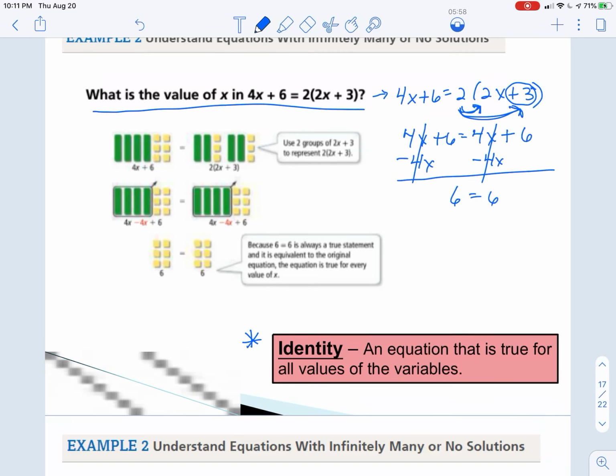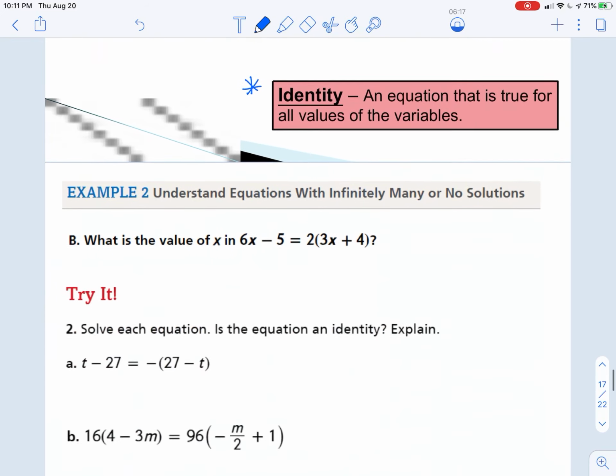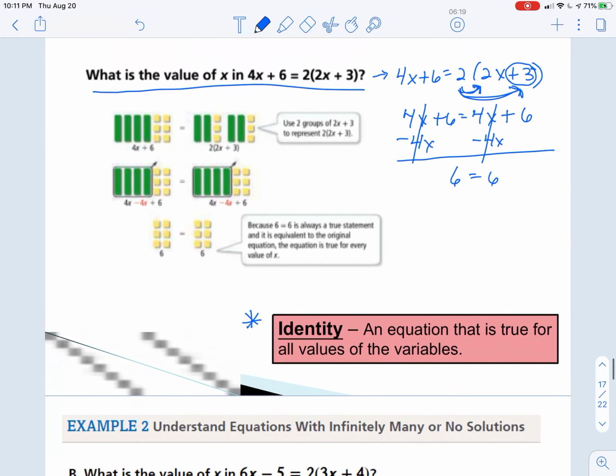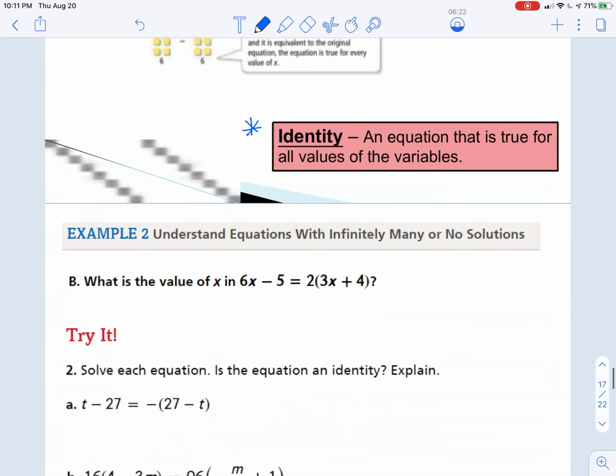And then also the identity is your vocabulary word. And what that means is you have an equation that is true for all values of the variables. That's a lot of words, but what that means is I can put any value in for x, and my equation will ring true every time. All right, that is example 2.